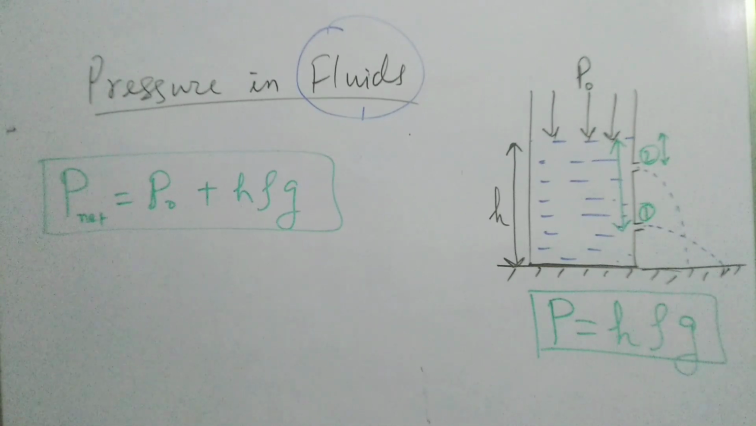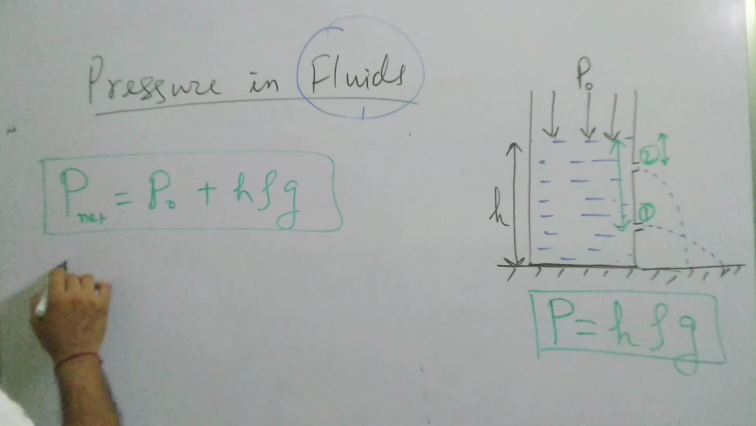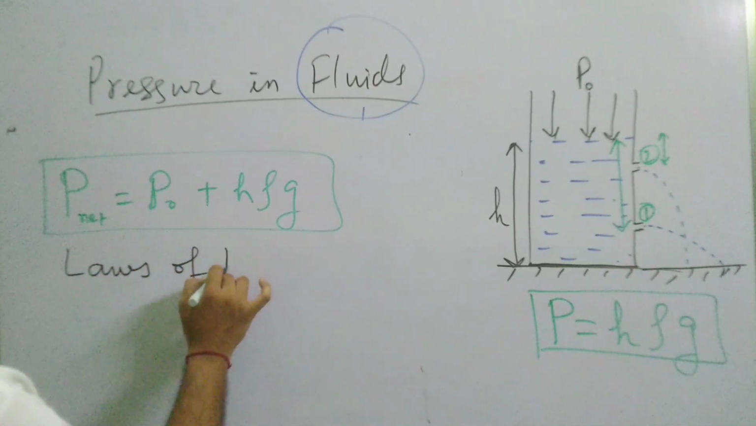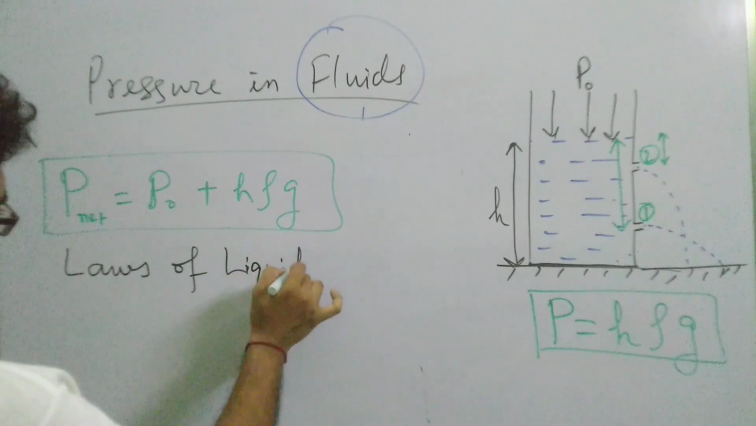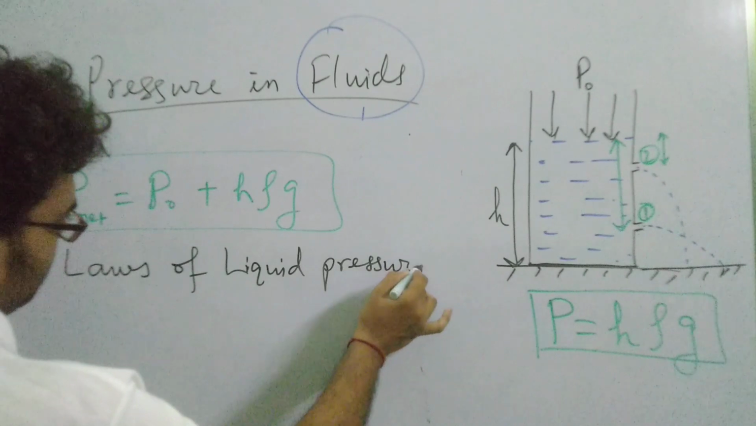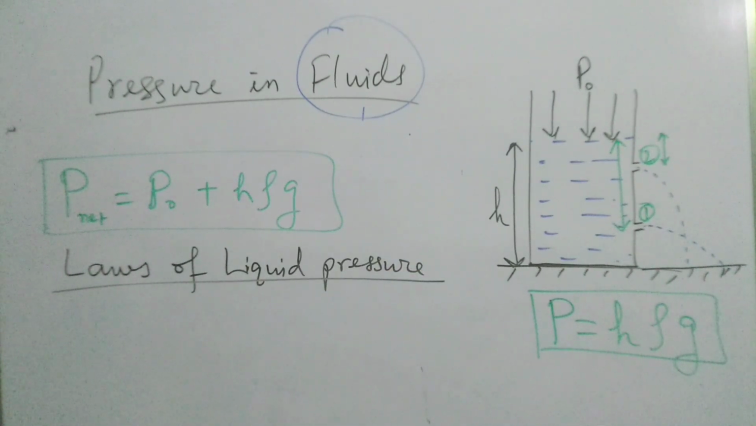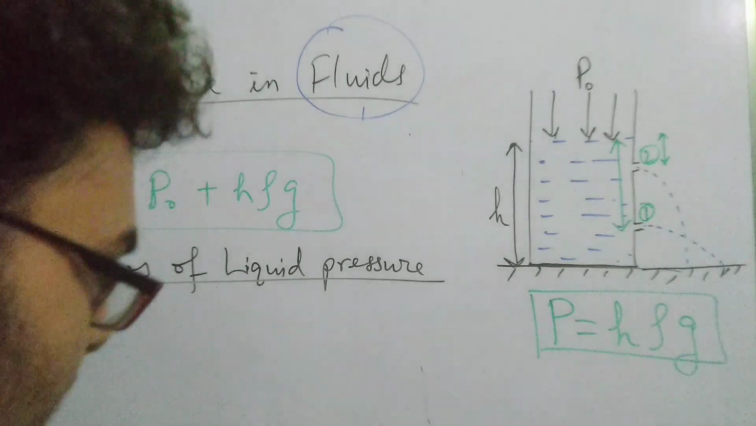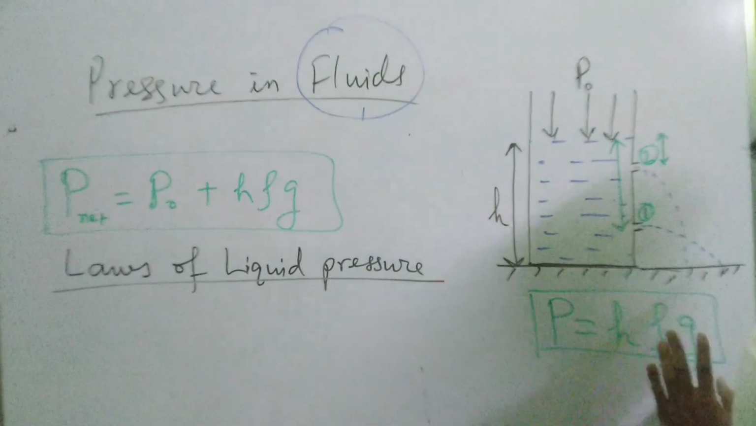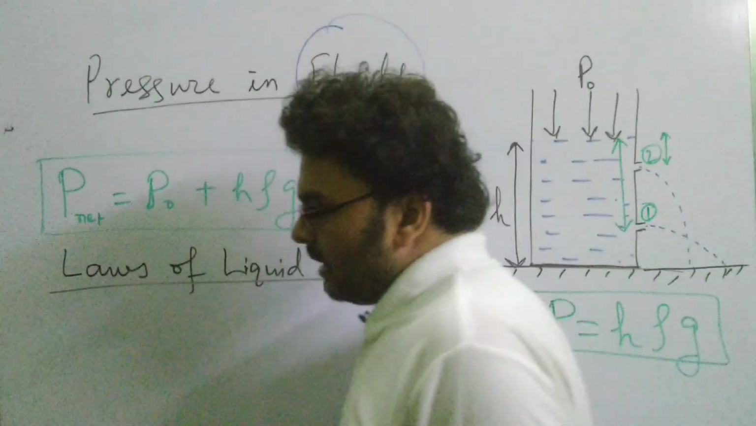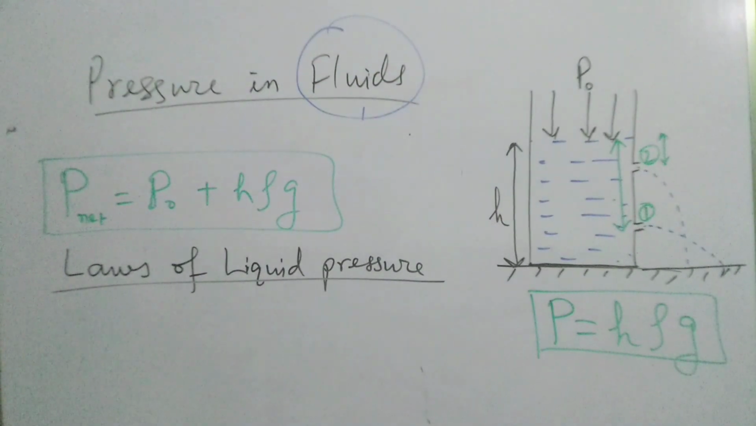Now next, there are certain laws regarding liquid pressure. What are the laws? Let us quickly go through them. These are very simple, basic points, you just have to remember them. First, inside the liquid the pressure increases with the increase in depth from the free surface. Obviously we can understand this from the formula: more the depth, more is the pressure. This has just been expressed in statement form.